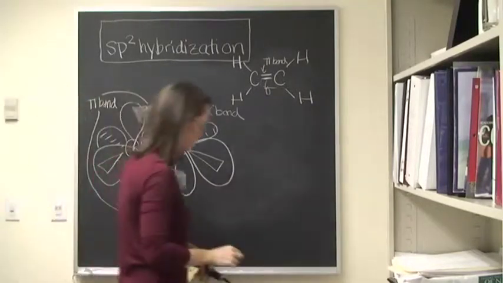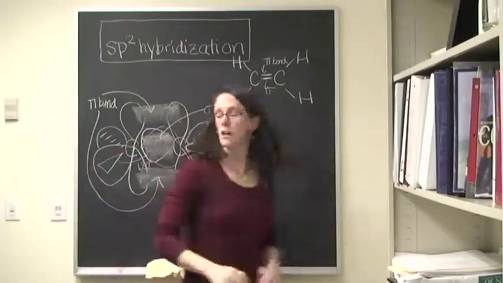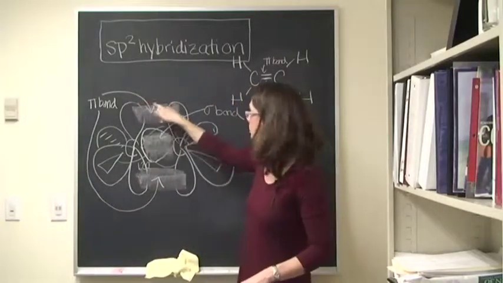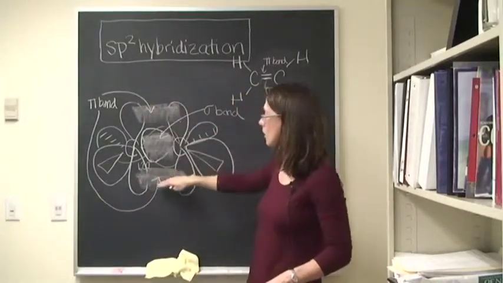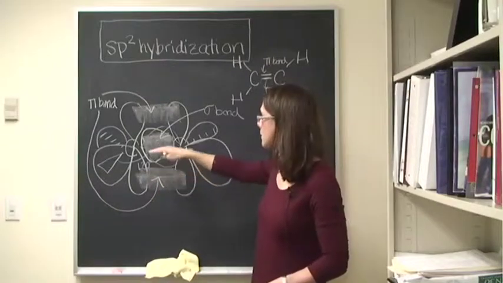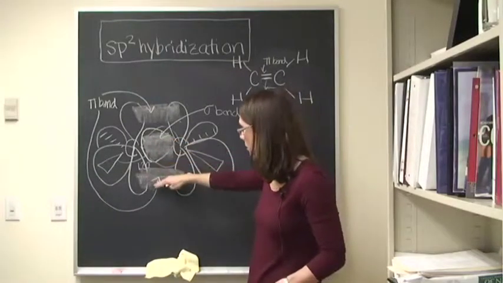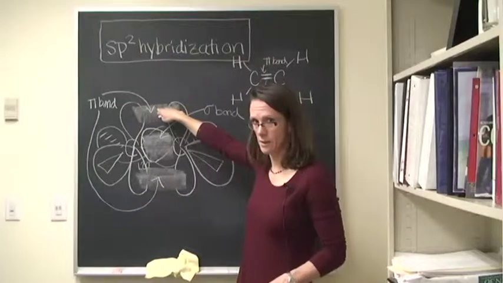is, I'm going to come over to this side, try not to get caught. This is the pi bond. Both these regions of density are one bond. So my double bond is a sigma bond and a pi bond, like that.